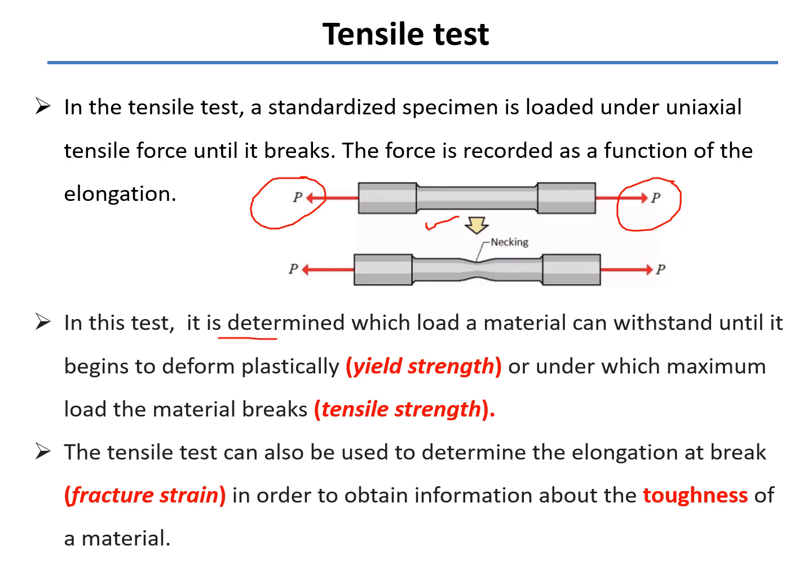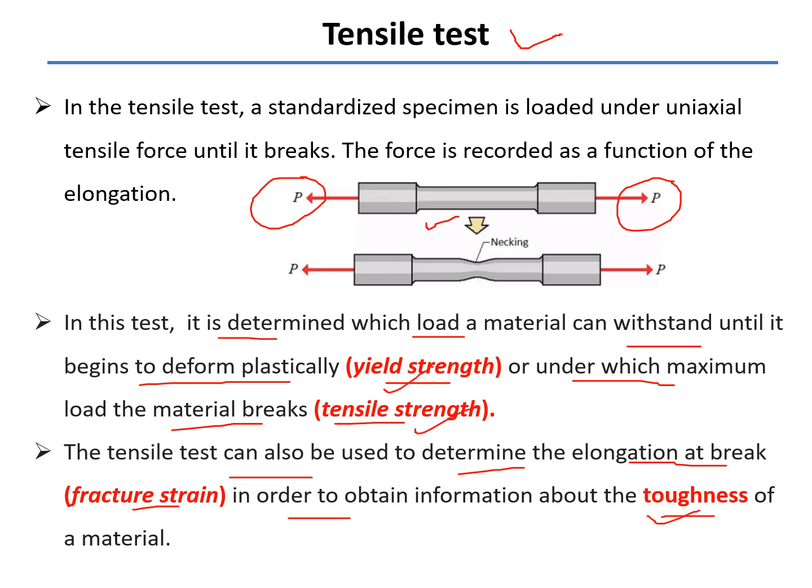In this test, it is determined which load a material can withstand until it begins to deform plastically, which is known as yield strength, or under which maximum load the material breaks, which is known as the tensile strength. The tensile test can also be used to determine the elongation at break, which is known as the fracture strain, in order to obtain information about the toughness of the material. So, in strength of materials, the tensile test is one of the important tests used to determine the yield strength of any material, the tensile strength of any material, and also we can measure the toughness of the material.